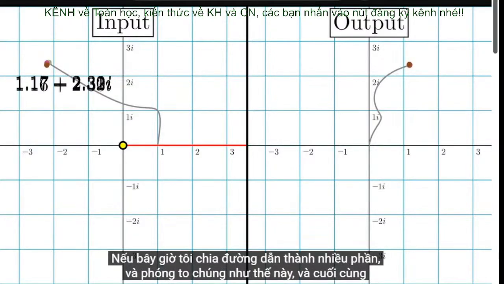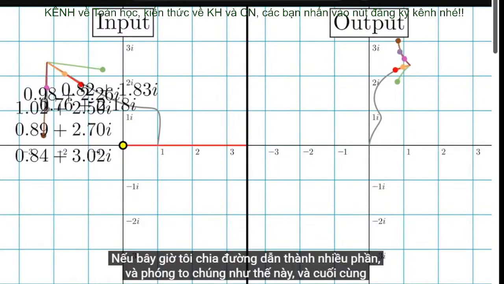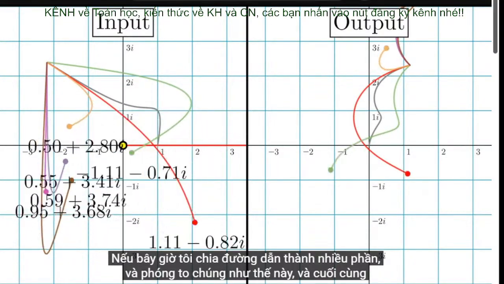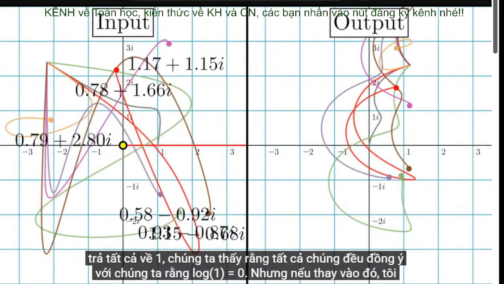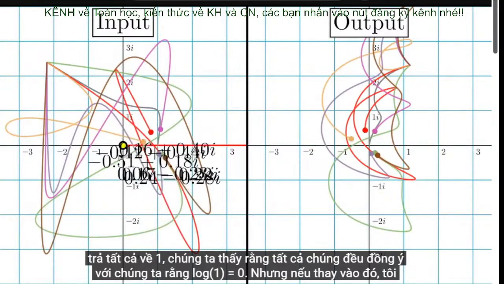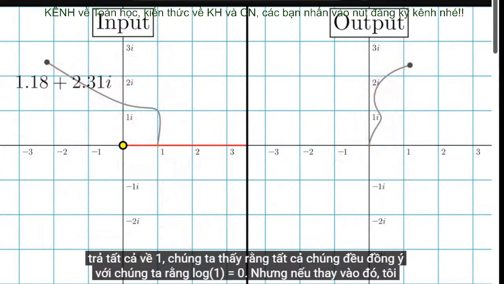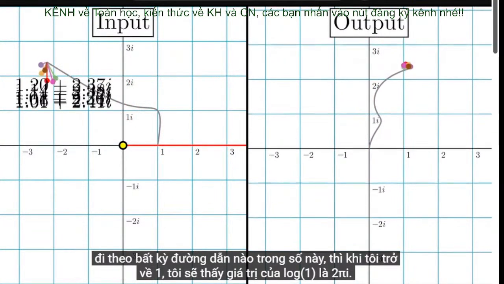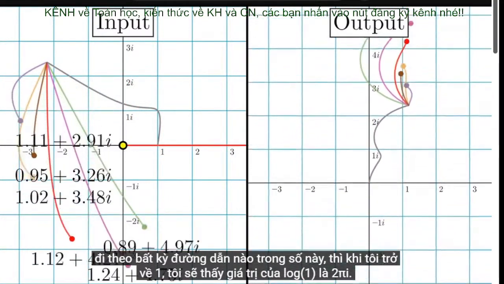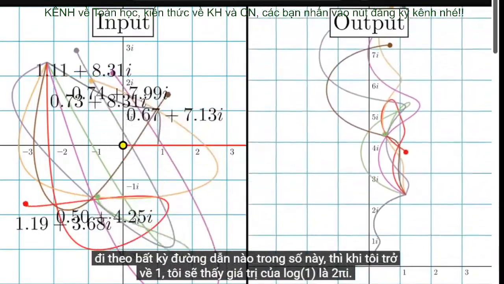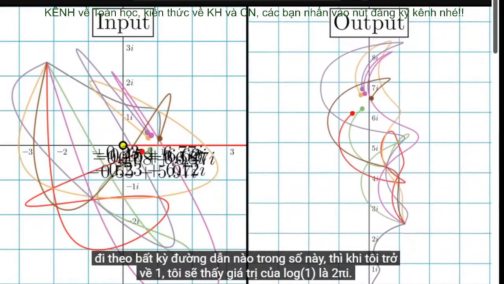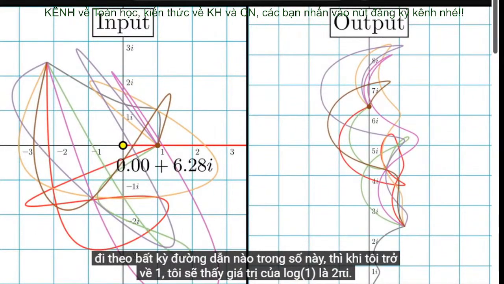If I now split the path in a bunch of pieces and zoom them around like this, and eventually return them all to 1, we see that they all agree with us that the natural log of 1 is 0. But if instead I were to take any of these paths, then when I return to 1, I'll find that the value of the natural log of 1 is 2 pi i.